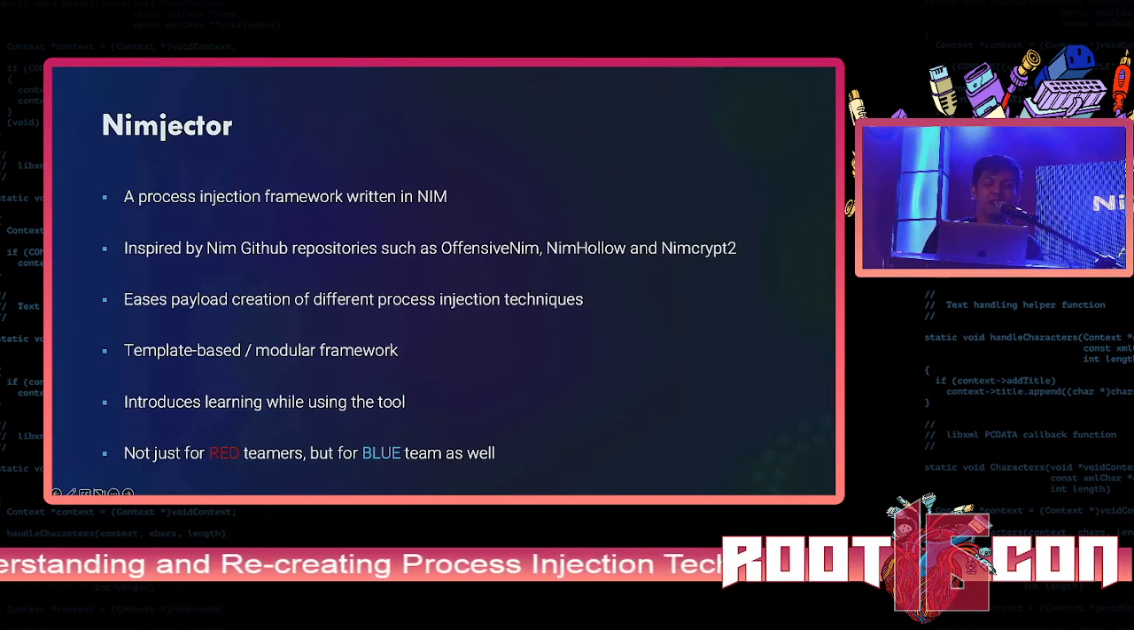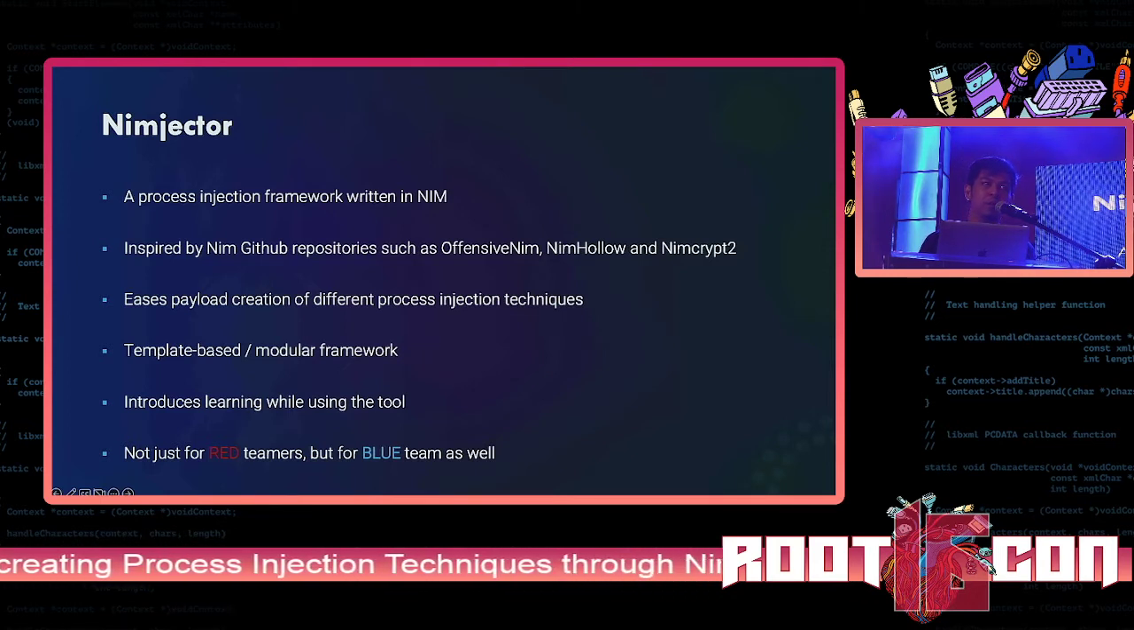Next, one of the highlights of Nimjector is that it is a template-based and modular framework, which I will be discussing moving forward. And lastly, the most important part of this tool is that it highlights learning while using the tool. The tools that I've mentioned, NimHollow and NimCrypt2: NimHollow, as mentioned, uses process hollowing for process injection. NimCrypt2 uses Early Bird APC, which is a technique that I have mentioned.